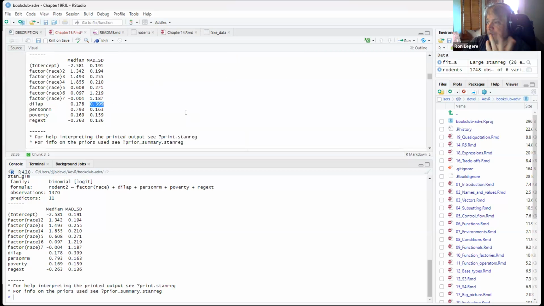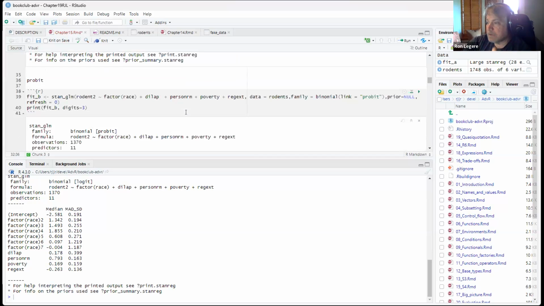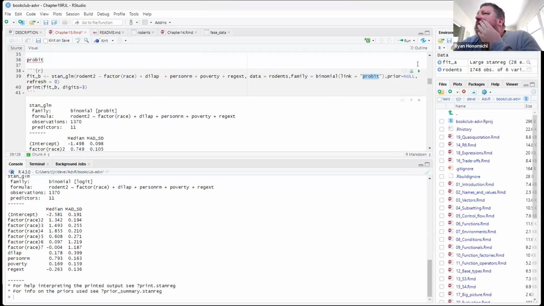So anyway, that's the fit using the logit. Then we fit it using the probit. The only thing different here is I put link equals probit. And again, if you don't have this prior of null, it doesn't work. Don't know why. By the way, can we go back to that real quick?